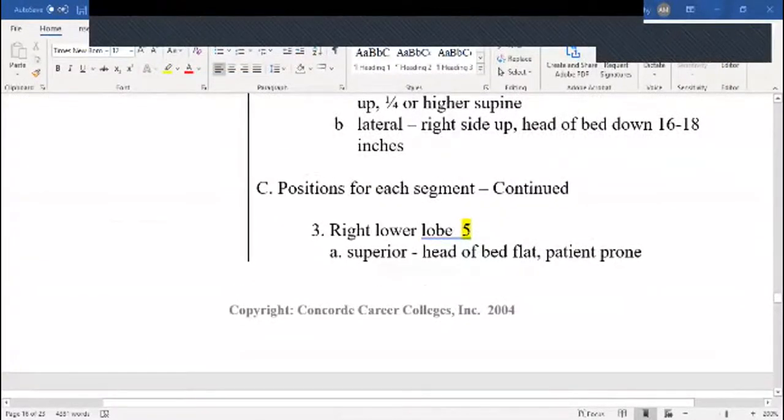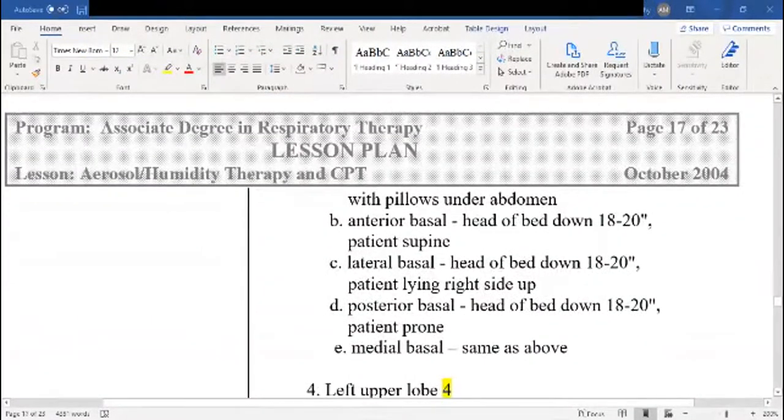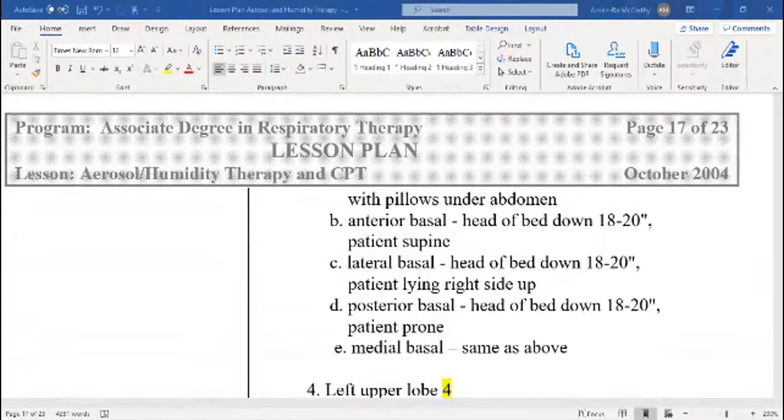Now, the superior segment of the right lower lobe was head of the bed flat, patient prone, with pillow. You can put some pillows under their abdomen or not, right? That's just to kind of cock their butt up a little bit. Imagine if you're laying on your stomach and somebody puts a pillow under your abdomen. That will pop the back of your lungs up just a little bit, okay? Still flat. But the pillow's usually for a little extra pump or comfort, all right?